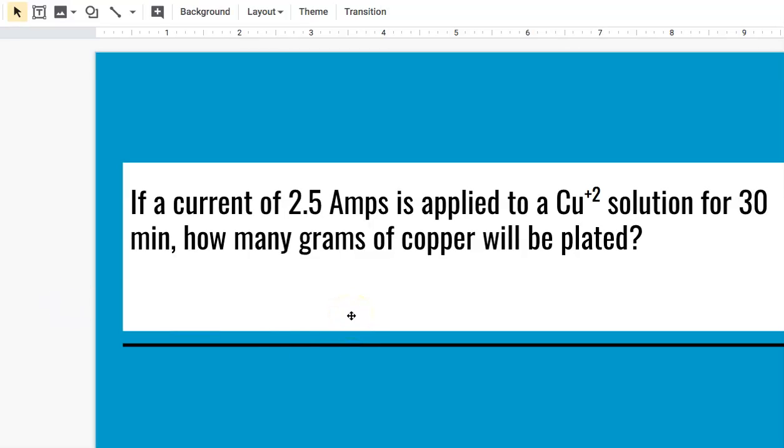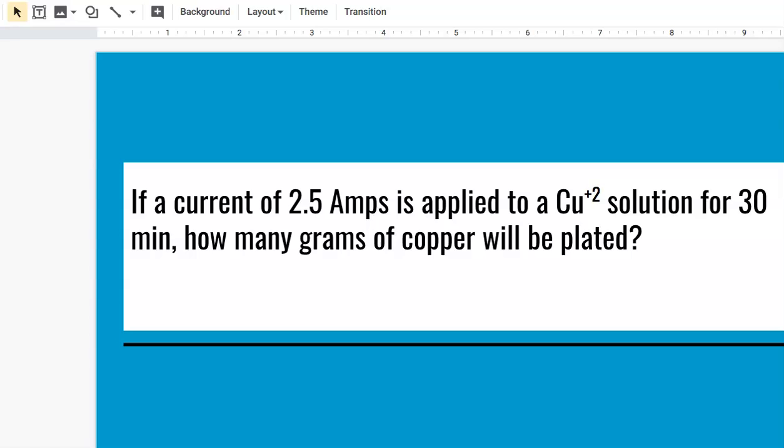So here's another very similar problem. What I'd like you to do is read it, well, I'm going to read it, and then pause and try for yourself, and then we'll check it on the next slide. So if a current of 2.5 amps is applied to a copper 2+ solution for 30 minutes, how many grams of copper will be plated? Go ahead and pause the video and try it for yourself.